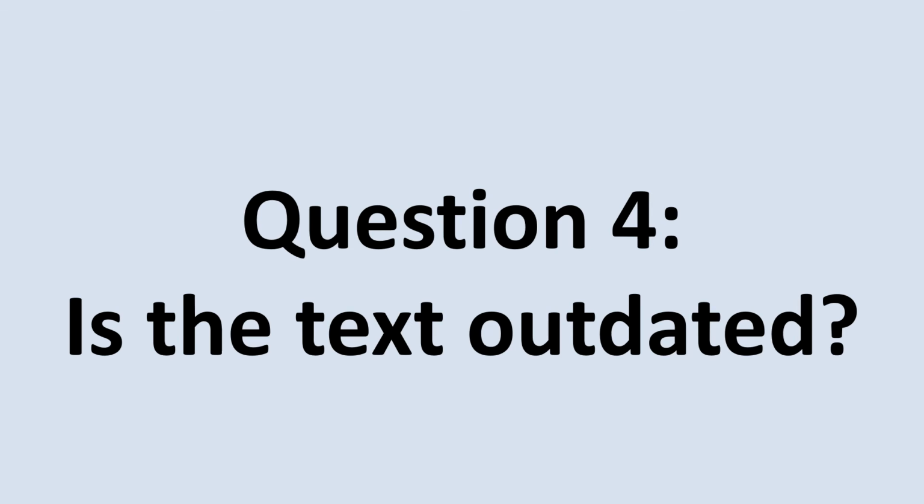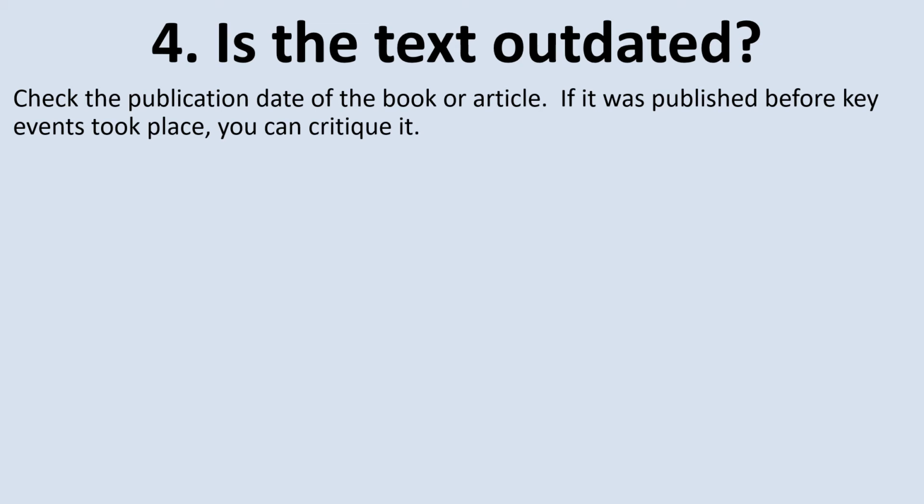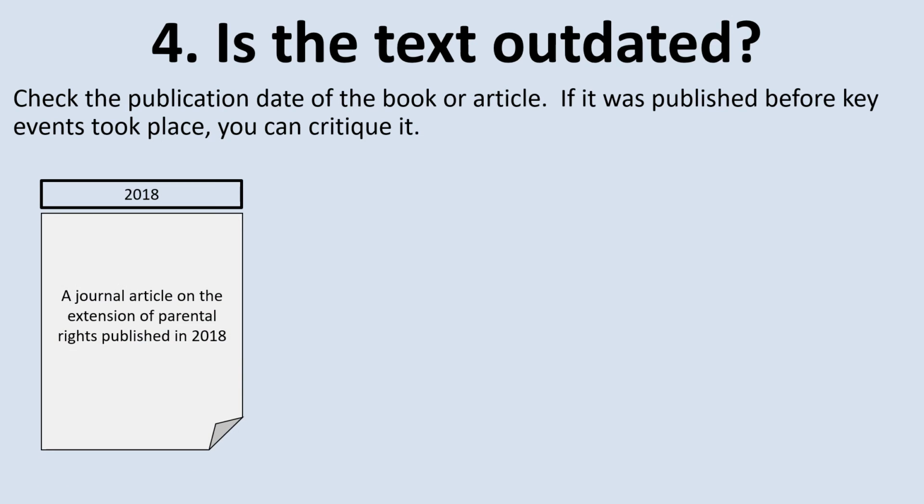The fourth question, is the text outdated? This one is the most difficult to explain, so bear with me. Always check the publication date of the book or article. If it was published before a major event took place, you can critique it. For example, a journal article on the extension of parental rights was published in 2018. However, a major law was enacted in 2019.